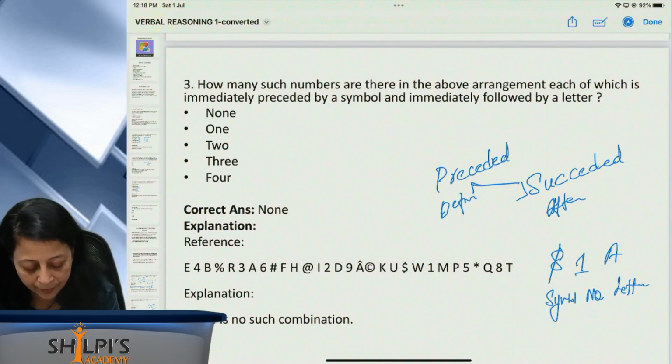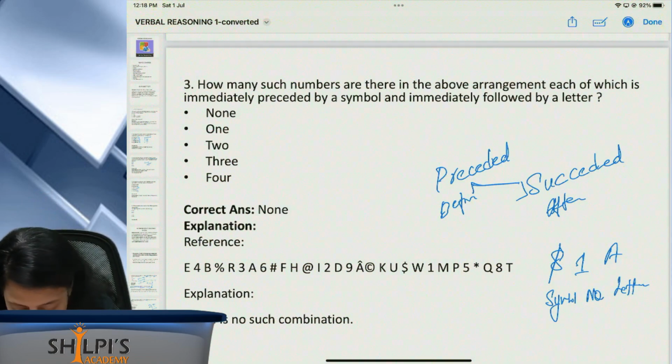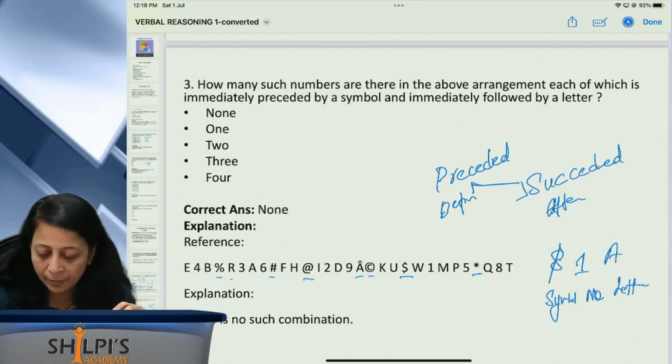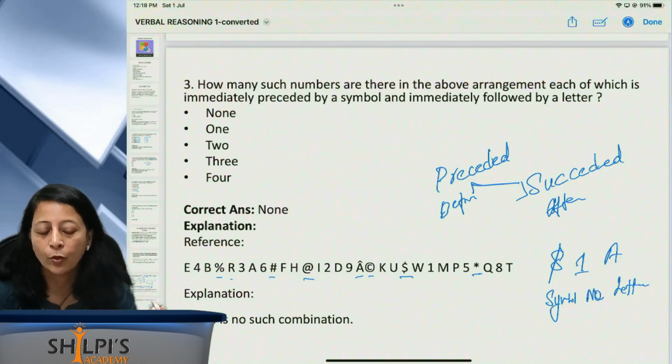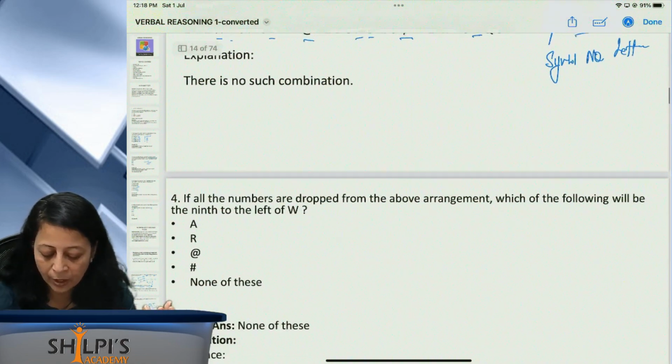Okay. Let's see here. Symbol, number. This is not a symbol. Here it is a symbol not followed by a number. Symbol not followed by a number. Symbol not followed by a number. Symbol, no number. So here there is no such combination. First of all, there is no symbol that's been followed by a number. Then only you have to go for the next one, whether the number has been followed by a letter. So here there is no such combination.